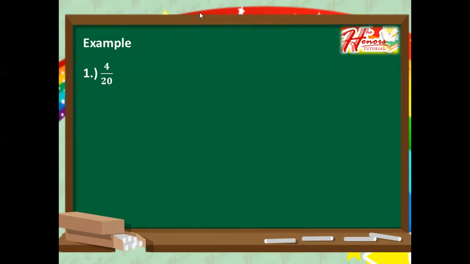So for an improper fraction, simply look for a number that can divide the numerator and denominator at the same time without remainder. So let's try to have 2, because 2 can divide 4 and 20 at the same time without remainder. Later, I will show you what will happen if we use 4.